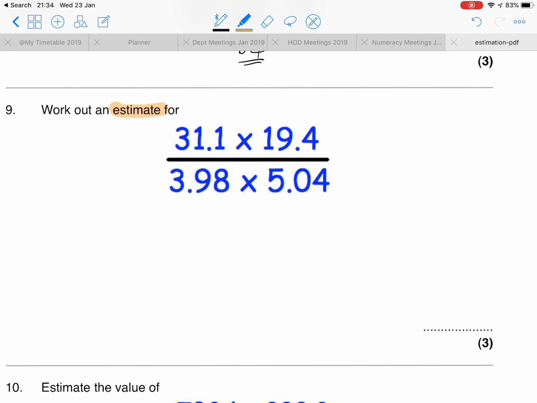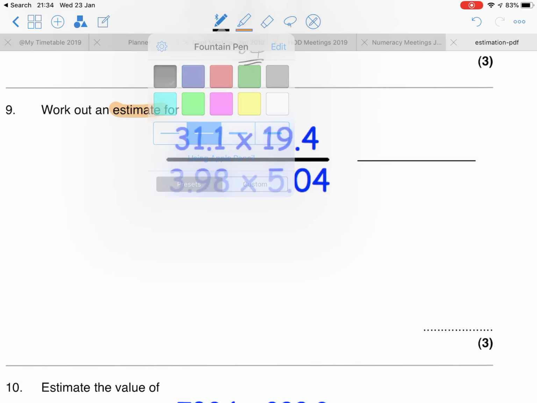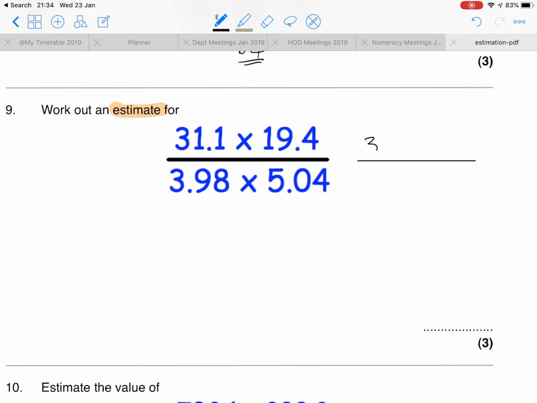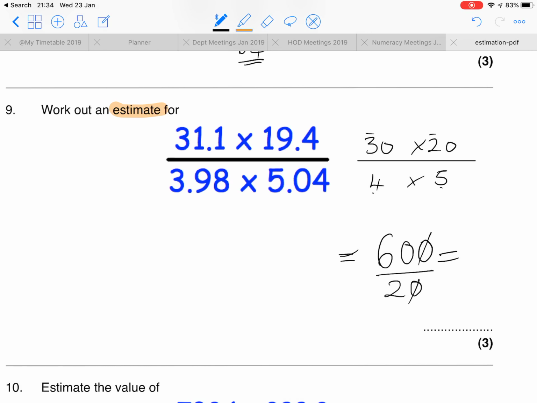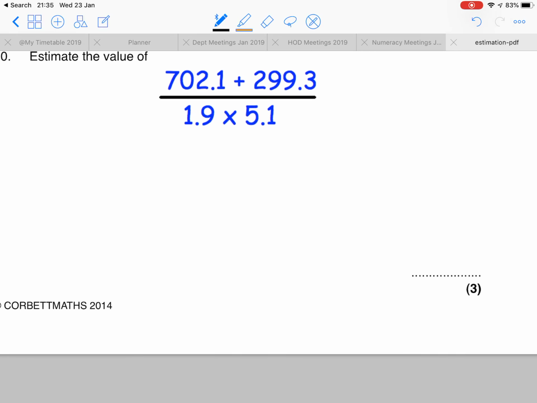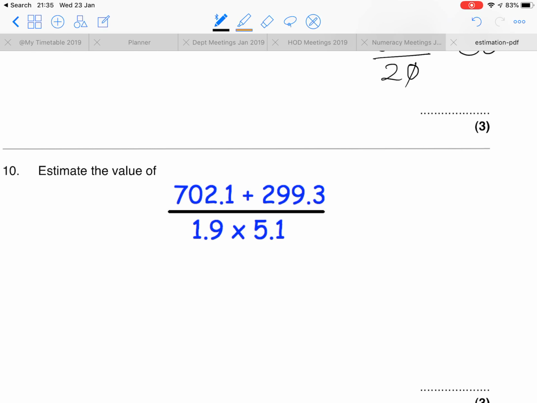Estimate. Numerator and denominator. 30 multiply 20, 4 multiply 5, 3 2s 6, 0 0, 4 5s 20. How many 2s in 60? 30. Okay.